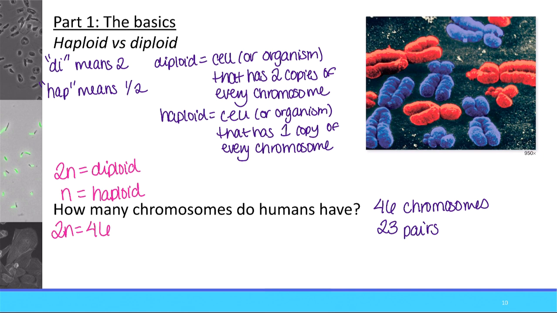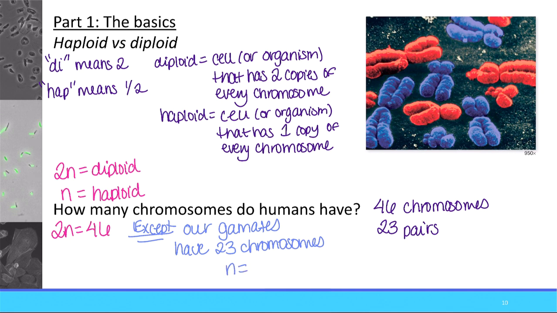But we know that there's an exception to that, right? Not every single one of our cells has 46 chromosomes. Our gametes do not. Again, an exception to everything. Our gametes have 23 chromosomes. And so eggs and sperm, because they have half of the amount of DNA that is in our typical cells, half means haploid, they are considered haploid. So we would say n equals, and since our gametes have 23 chromosomes, n equals 23.